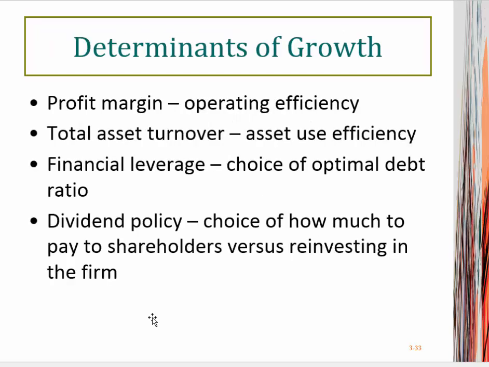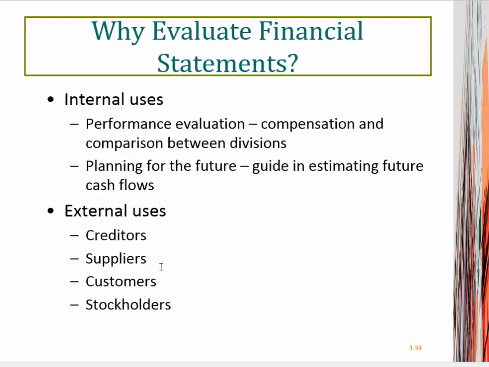So, what are the determinants of growth? Profit margin, the total asset turnover ratio, the efficiency of the company, optimal debt ratios, and in the end, the dividend policy is going to help us understand how much we can grow. If we want to pay less dividends, that means we'll have more money to invest internally. We won't have to involve external shareholders. So these are the four primary determinants of the growth rates of companies.